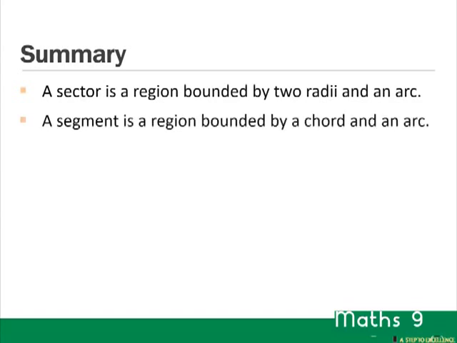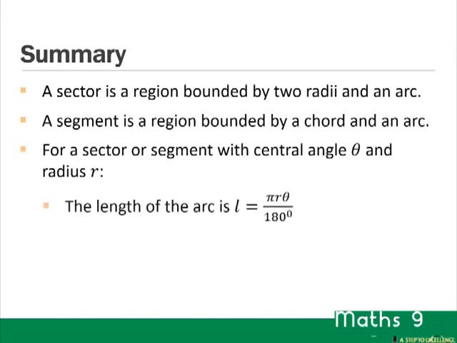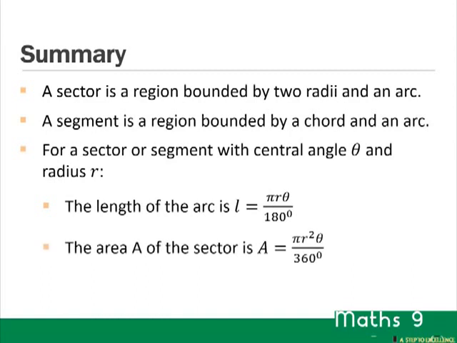A segment is a region bounded by a chord and an arc. For a sector or segment with central angle θ and radius r, the length of the arc is L equals πrθ over 180. The area A of the sector is A equals πr²θ over 360.